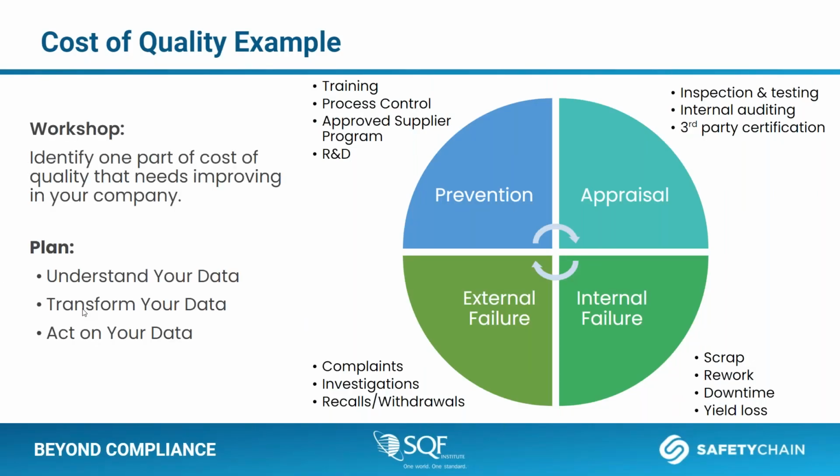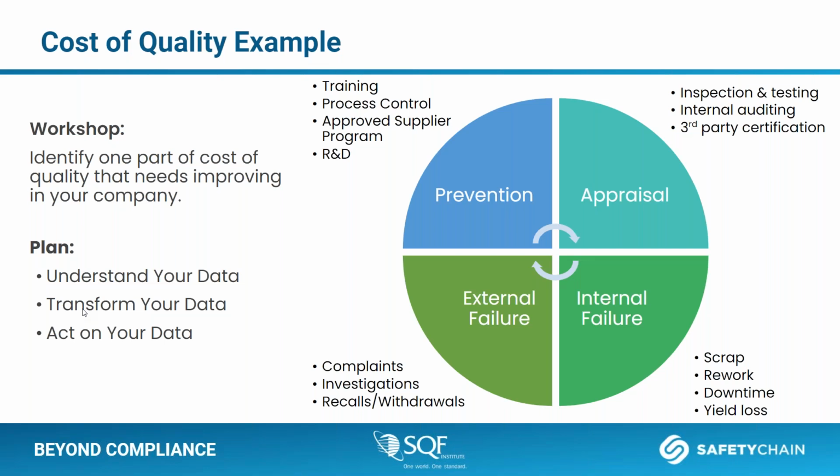All right, the last example, I do this when we're in person, cost of quality example. So I always ask sites, identify one part of cost of quality that needs improvement in your company. For example, I would focus on customer complaints. That's a common one, right? And then make a plan. So understand your data, transform it, whether you're using a Pareto chart or even a fishbone diagram to find out where those customer complaints are coming from, and then act on your data.